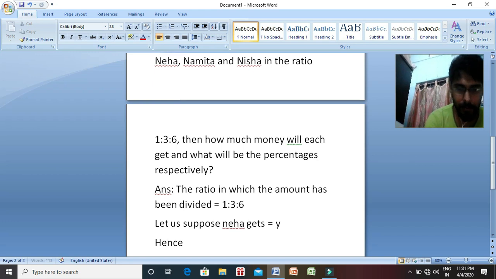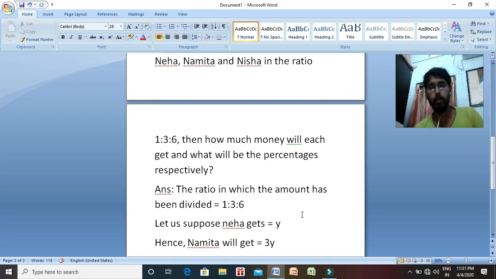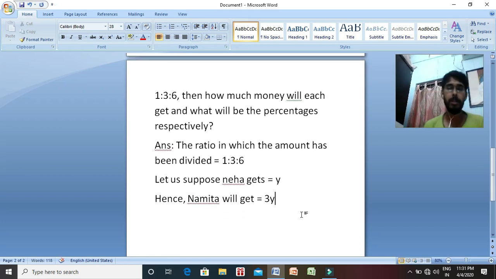Hence, Namita will get 3y. Now we can understand from here, y is just a particular variable which we have used in order to connect the ratio with that of the amount. Whenever you will be doing chapters on ratio and proportion, I'm sure you will be going through this particular phase where we are connecting the ratios with a particular amount via any variable like this. So in order to connect the entire ratio, we have taken the variable y.